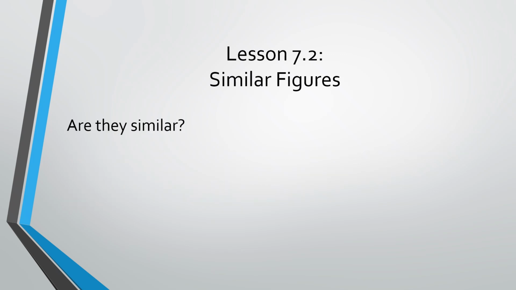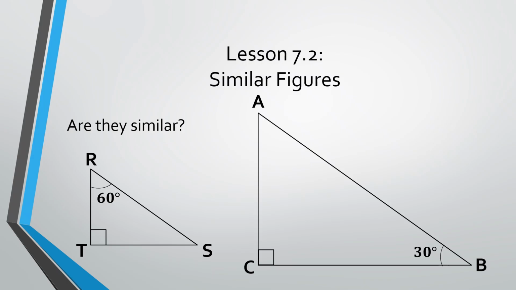Let's have a short exercise. I will ask you, are they similar to each other? Let's have this triangle TRS with a given angle TRS, which is 60 degrees, and the other one, ABC, with an angle of 30 degrees on angle ABC. Are they similar? Pause this video, and when you're ready, please resume this video.